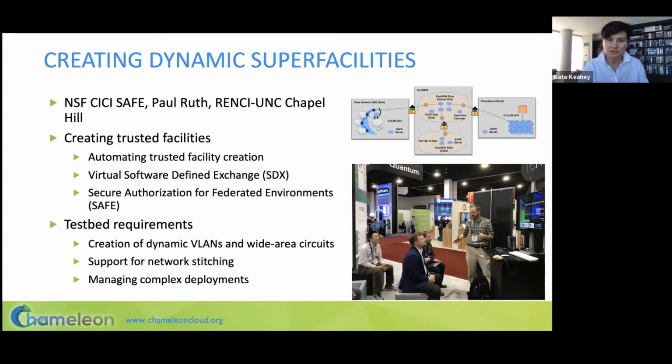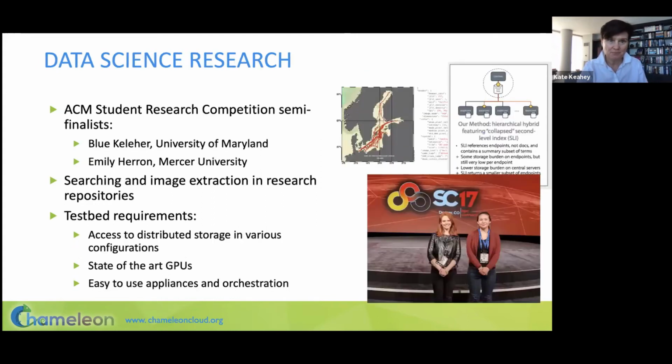In other words, they needed support for network stitching and for managing complex deployments, right? Orchestration. They had a deployment here, a deployment there. You can see they've got four different enclaves that they are negotiating trust between. It was important to automate that deployment and have it pop up when you need it.